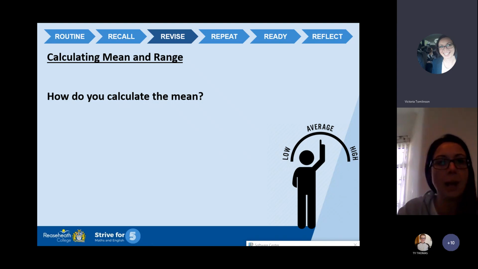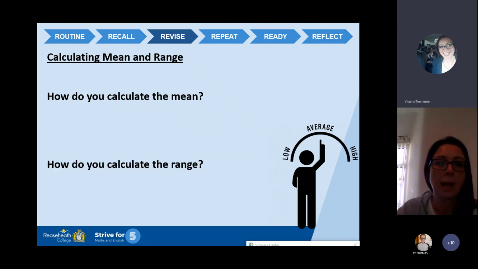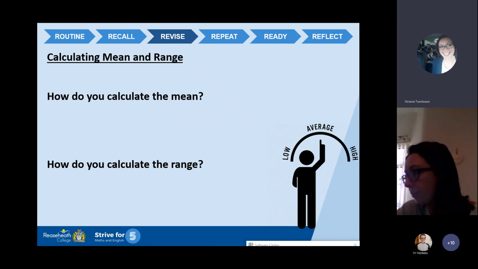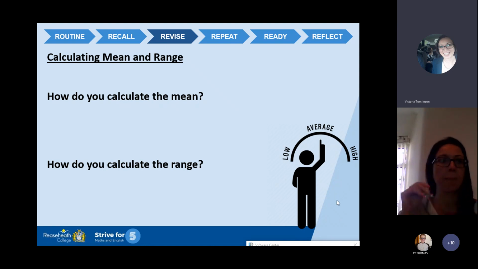So for the mean and range, you might need to just calculate mean and range in a straightforward way, and that's important. So tell me in the chat, how do we do the mean and how do we do the range? See if you can tell me in the chat how to calculate those two. How to do the mean, how to do the range? Does anyone remember?